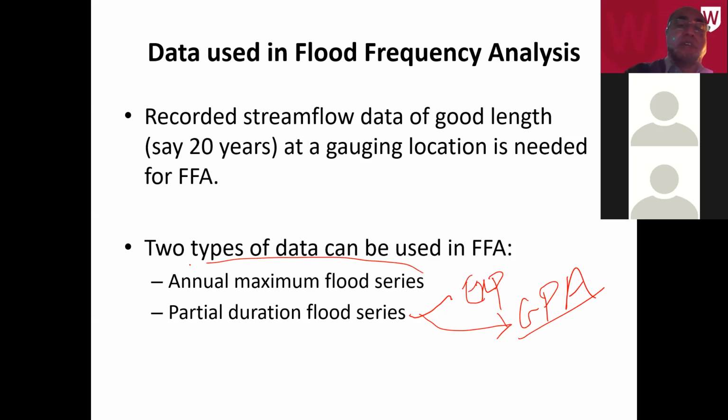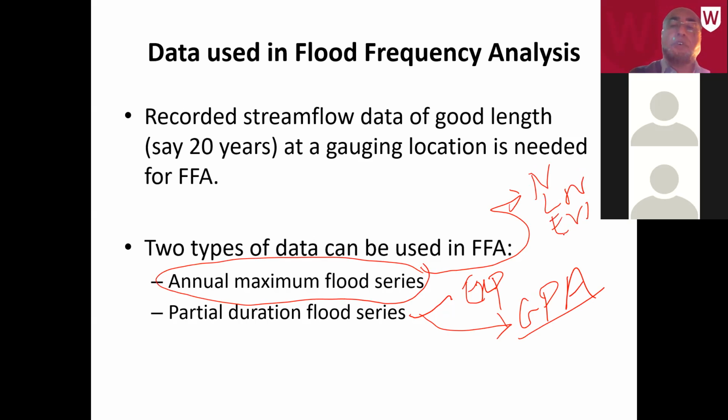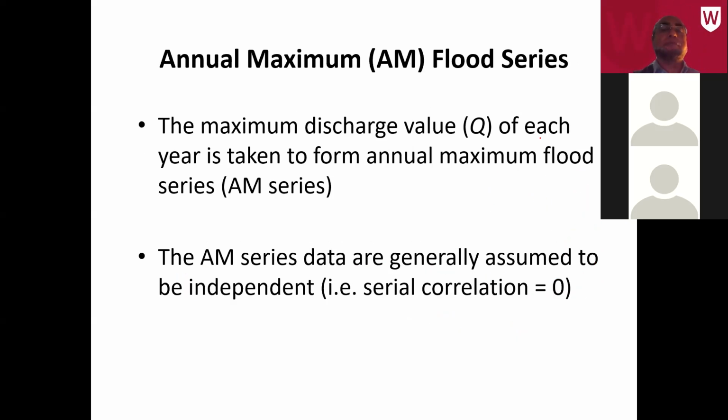And for annual maximum series, there are many distributions we know, like normal, log normal, EV1, LP3, GEV. These are different probability distributions we use. So in annual maximum series, we take the maximum value from each year to form our data series. And we assume that the data series have serial correlation 0.